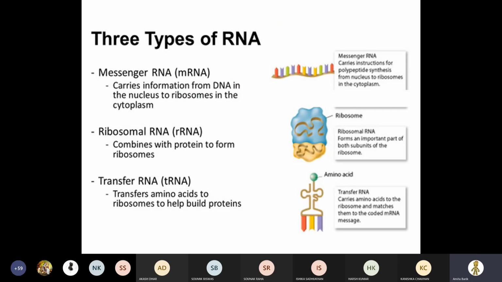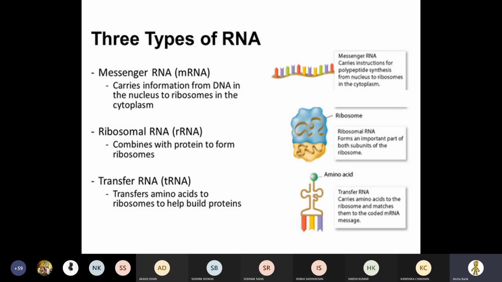In your cell biology class you might have studied that there are three types of RNA. So RNAs are many, but when it is considered for your level of teaching, we are learning three types of RNA. Okay, the first one is the messenger RNA, or shortly known as mRNA. It carries the information from the DNA in the nucleus to the ribosomes in the cytoplasm. So as the name suggests, messenger, it is carrying the messages. It's carrying the information from the DNA to the proteins.